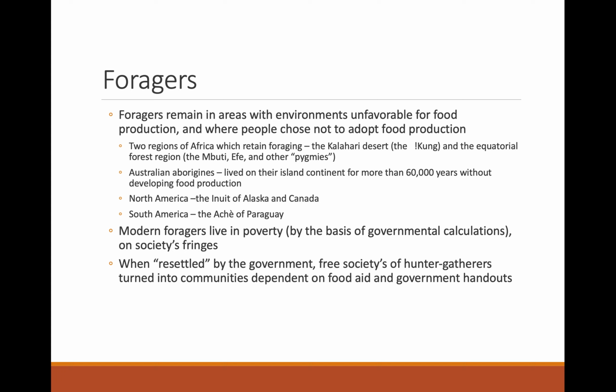We have another area of Africa where foraging has been held onto, and that is in the equatorial forest region. So we're talking about the Central African Republic, the Democratic Republic of the Congo. We're talking about dense tropical rainforests in Central Africa from coast to coast. And so this includes populations like the Mbuti, the Efe. Many of these populations are referred to as pygmy populations. That really comes about because these populations are uniquely adapted for dense tropical rainforest life.